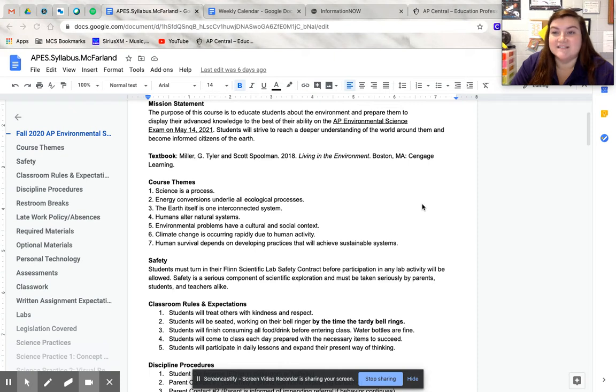The idea that humans alter the environment and that we are currently facing a lot of the consequences of humans altering that environment. Climate change occurring because of human activity, things of that nature. Climate change is going to be a very central focus of this course based on the Alabama state standards. So that's something to keep in mind.